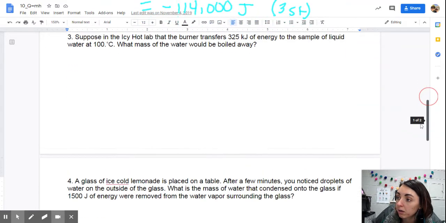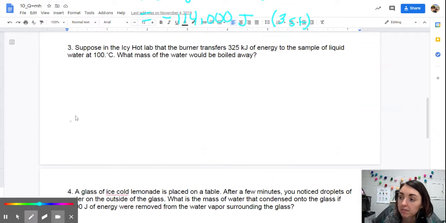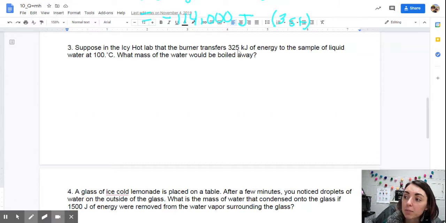Okay, so we are going to move on to number 3 here. Now I'm going to let you do it on your own, but I want to give you a couple tips first. Suppose the icy hot lava burner transfers 325 kilojoules. When I see that kilo, the first thing I do is change that to regular joules, multiplying by 1,000, because that's what we need. And I also remind myself, joules, that's Q. So this question gave us Q. That's a little different. Before we were calculating Q, now we're given Q.